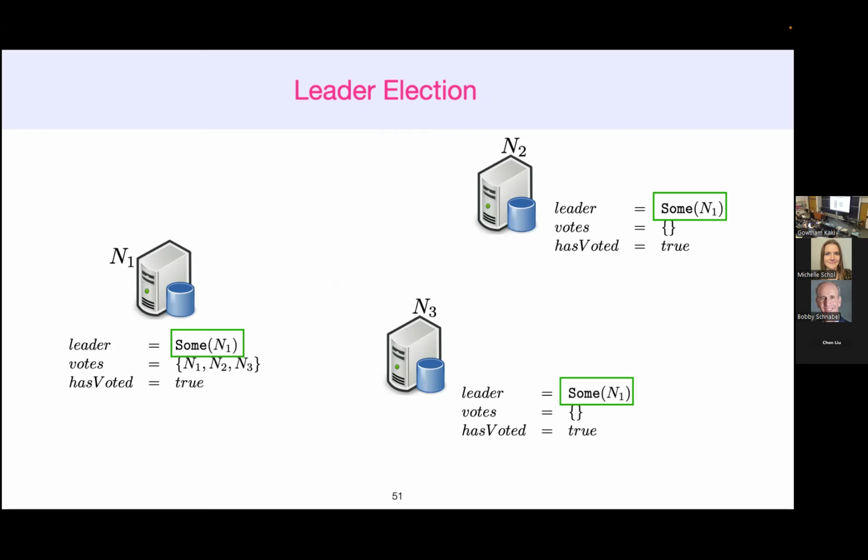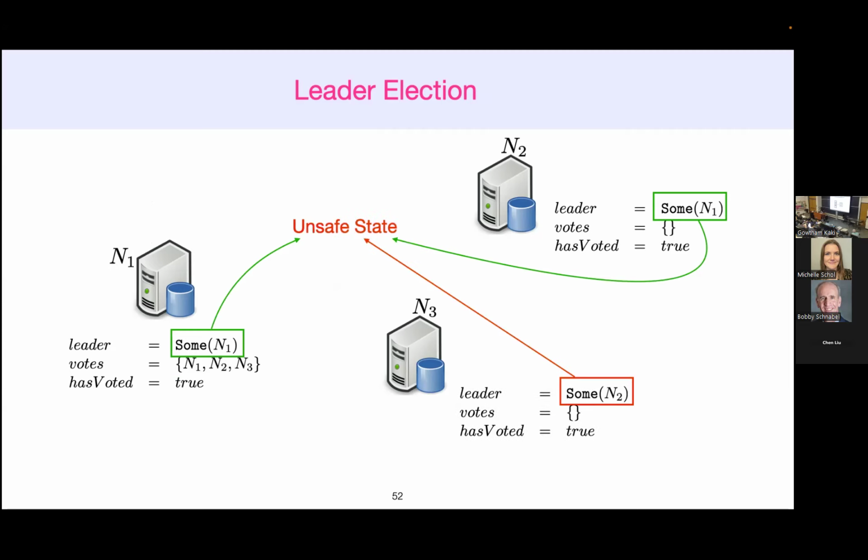A single leader for the entire system. So this is a form of consensus because the system is arriving at a consensus on who is the leader for this particular system, right? So this is a safe state because all of them agree on who the leader is.